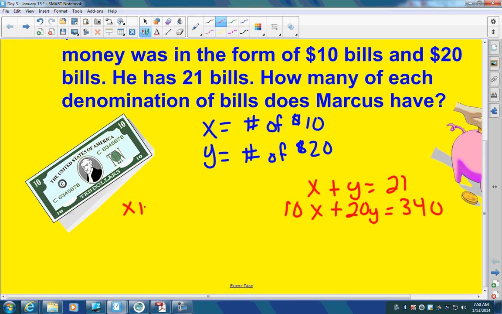What we can do is x plus y equals 21. I'm going to solve for y. I'm going to subtract x from each side. Y equals negative x plus 21. This is one of them.